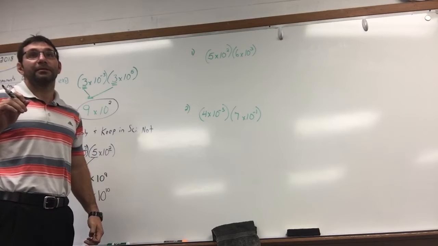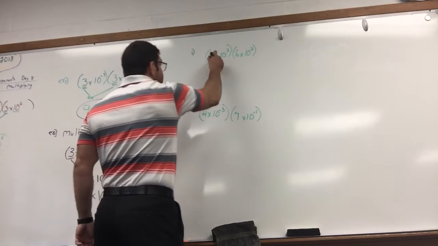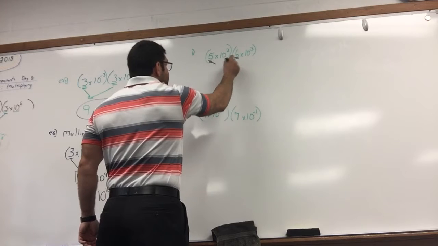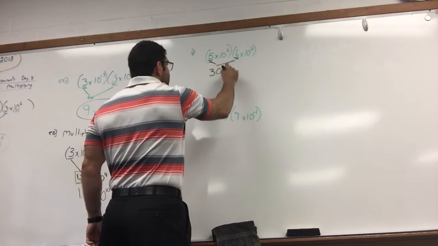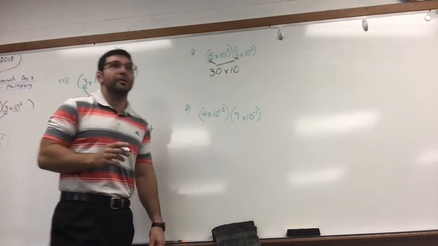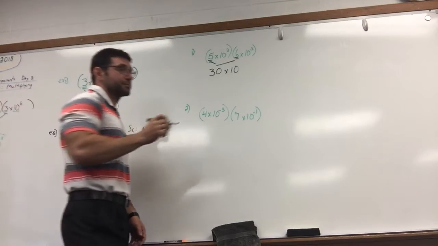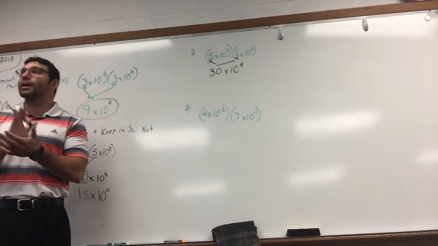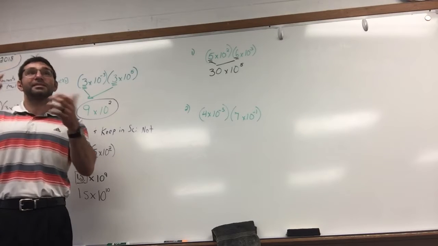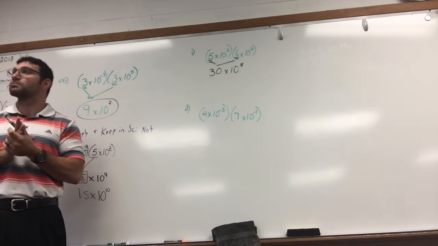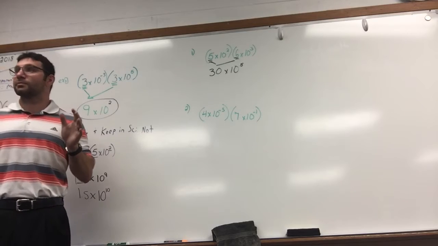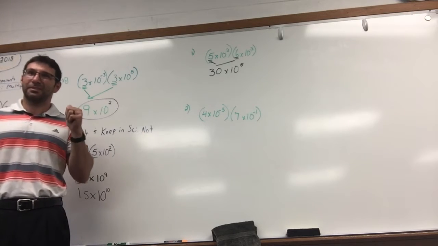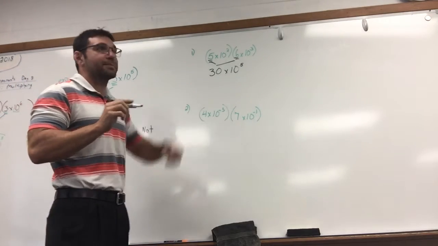The coefficients. So 5 times 6 is 30. Times 10 to the, what do we do with the exponents? Add them. Now, let's write this out so that you can see what's actually happening, because Ms. Armstrong said there were some looks saying, I don't remember doing this. We did it at the beginning of the lesson. So 30 times 10 to the 5th.